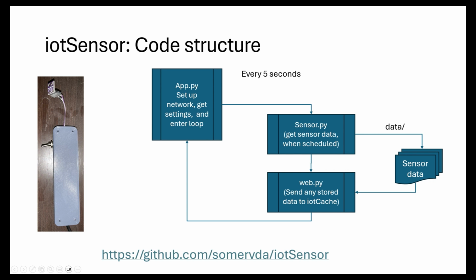So let's look at the code. So first it starts up app.py, and its job is to set up the network. So it connects to the network, gets settings.